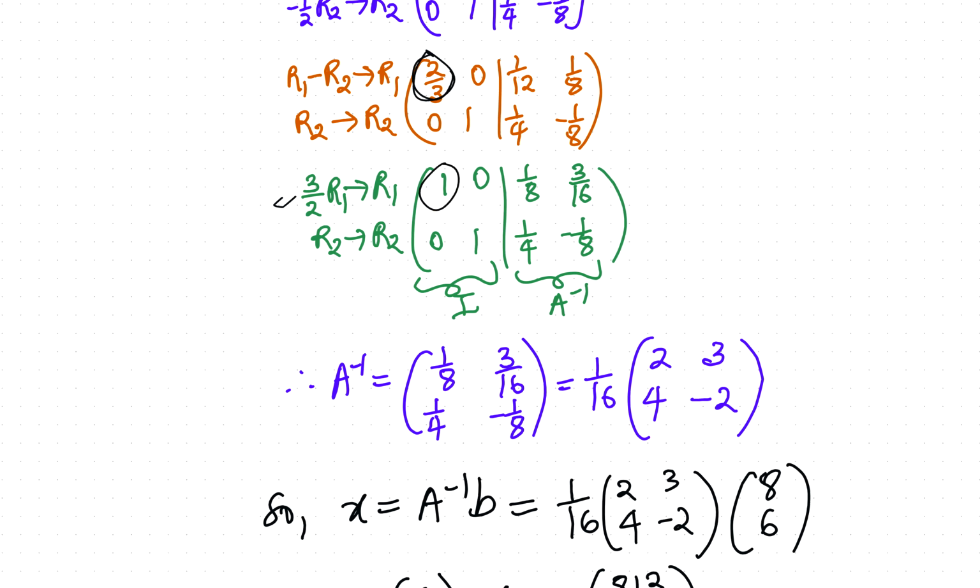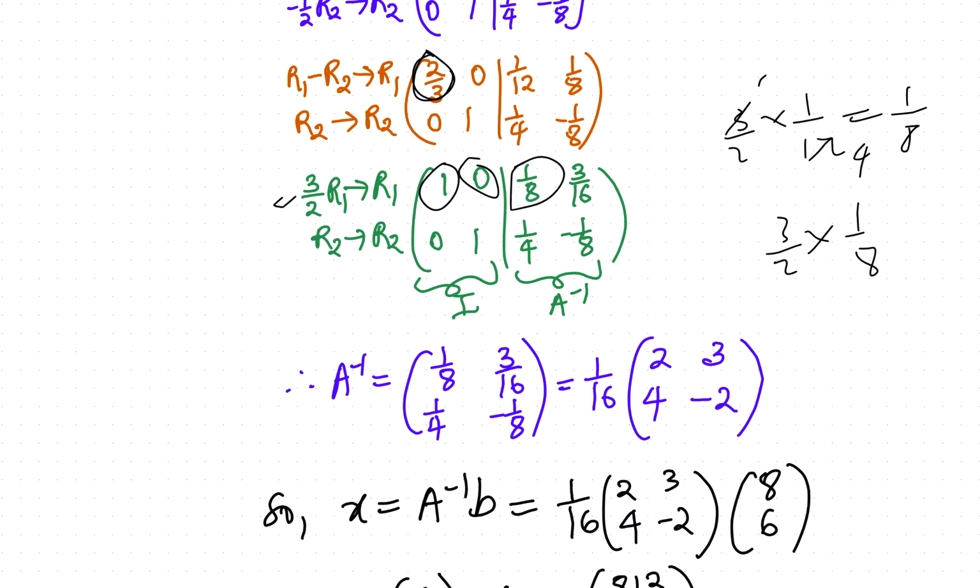3 over 2 times 1 over 12. 3 here is 1, 3 here is 4. So you have 1 over 8. 2 times 4, 8. Then 3 over 2 times 1 over 8. This is 3 over 16, and that's why you have 3 over 16 here. Next, R2 remains R2, so nothing to worry about.